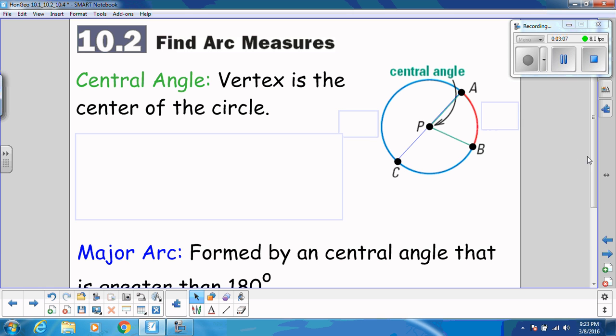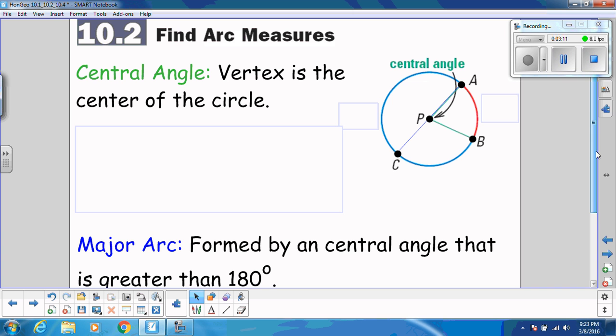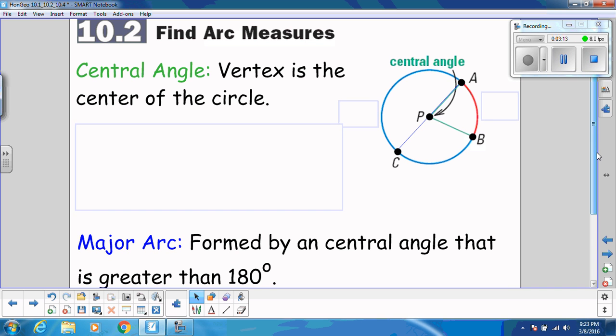So in the next section, 10.2, we're talking about arc measures and angles. Okay, so a central angle. We know what an angle is, but a central angle, when we're talking about a circle, is an angle whose vertex is the center of the circle. You see this arrow pointing to P. P is the vertex of the central angle, and there are several central angles here. And I'll trace them out for you here.